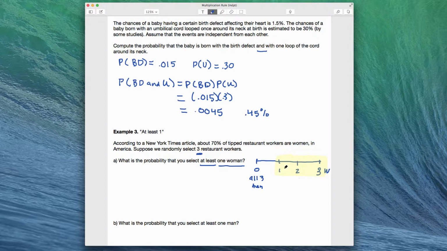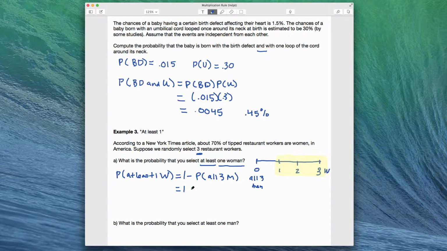So computing the probability that you get 1 woman, or 2 women, or 3 women, that's a lot more math than this fast way, which uses the complement rule. So the probability that we have at least 1 woman is equal to the complement of all men. So 1 minus the probability of all 3 of the people being men.